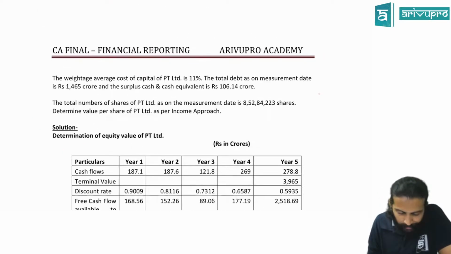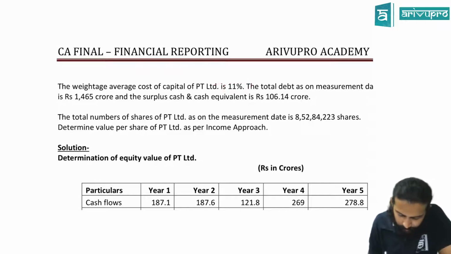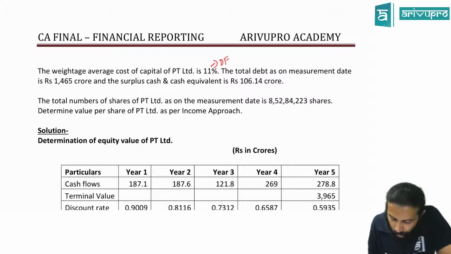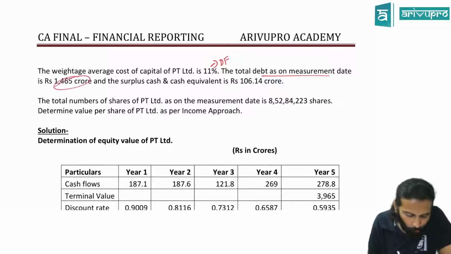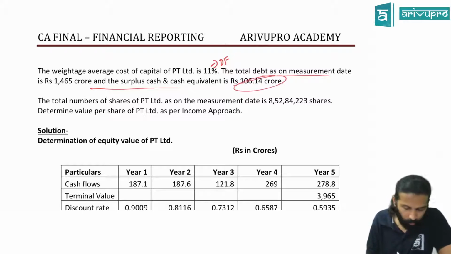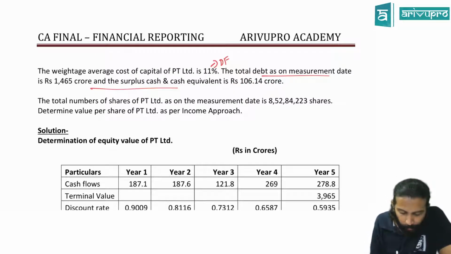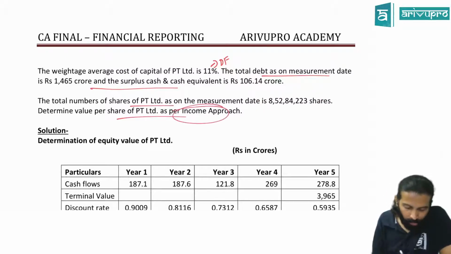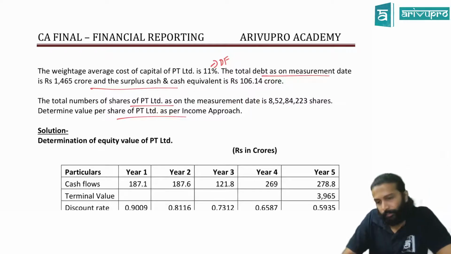Then they told weighted average cost of capital is 11%. This is your discount factor. They've given earnings and they've given the discount factor, so find out the present value of that. The total debt on the measurement date is 1465 crore. And the surplus cash and cash equivalent is 106.14 crore. The number of shares of PT Limited on the measurement date is 8 crore 52 lakh 84,223. Find out the value per share using income approach.